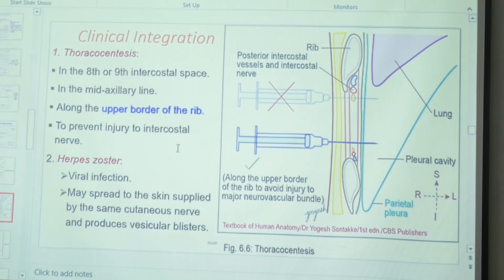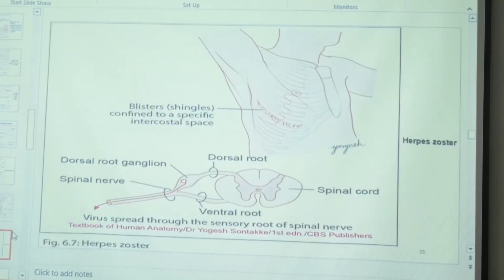And herpes zoster is a viral infection that may spread to the skin supplied by the same cutaneous nerve and produces vesicular blisters. See here, only this space is involved. Blisters are involving only this space. Okay, a specific intercostal space is involved. And the virus remains active in the dorsal root ganglia. Okay, this is the dorsal root ganglia.